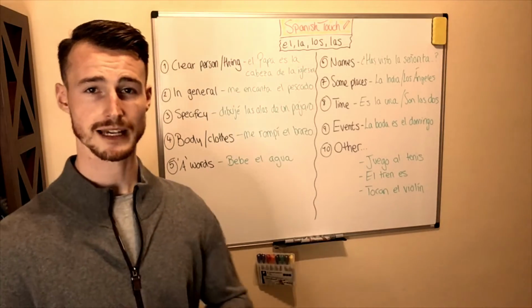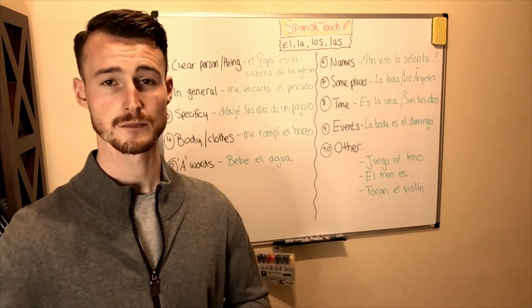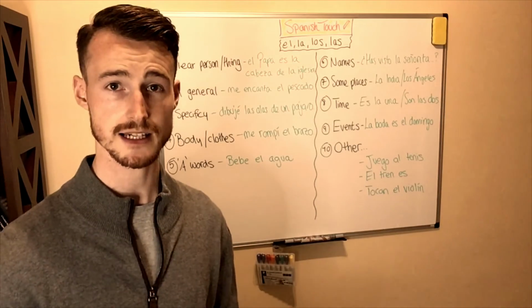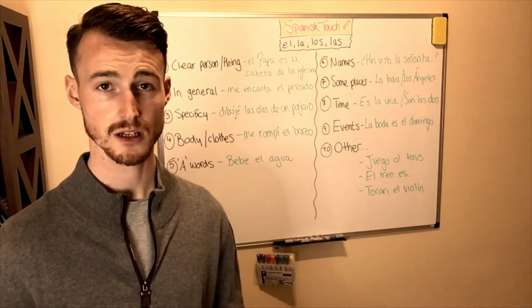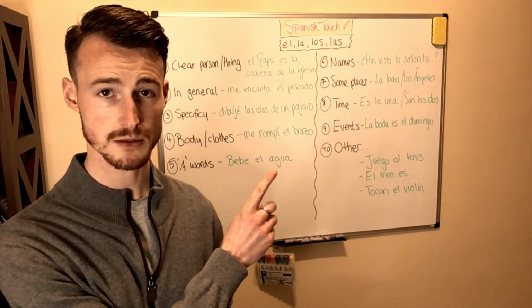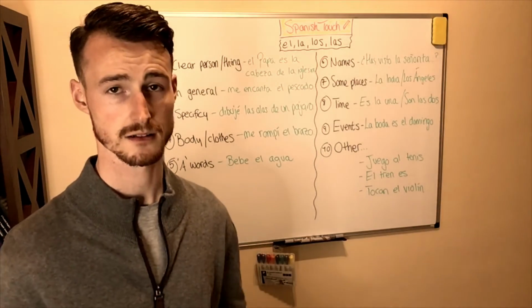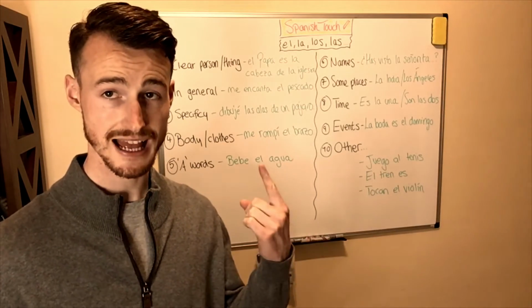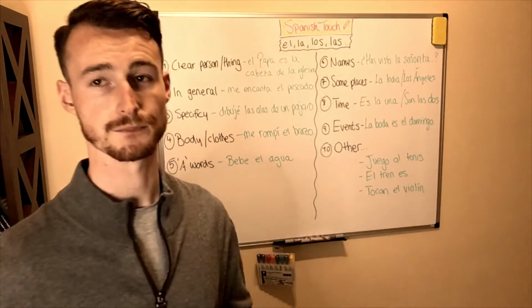Number 5 is when we have a feminine word in Spanish. Okay, as we have the example here, agua, water. This is actually a feminine word in Spanish. If we were to make this plural, this would be las aguas. Okay, but when it's in the singular form, we use the article el agua.